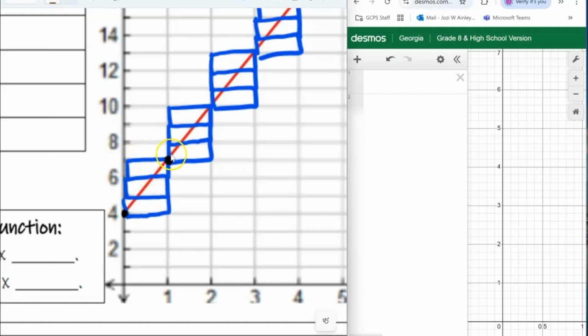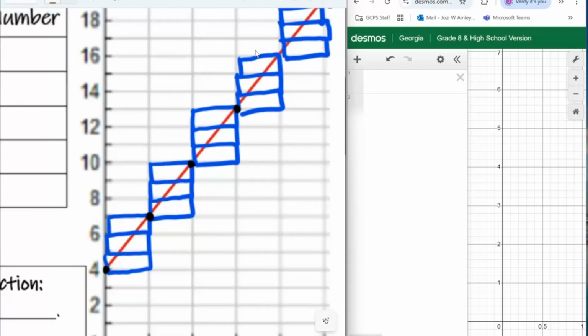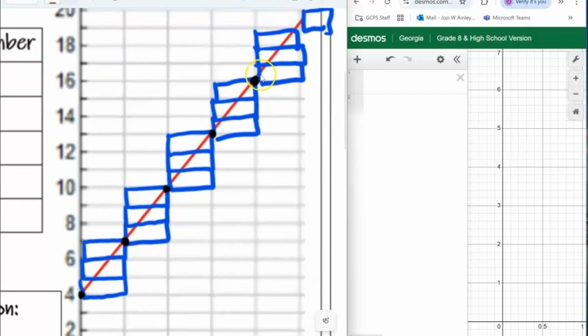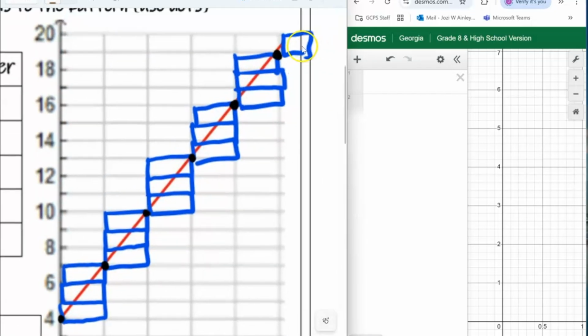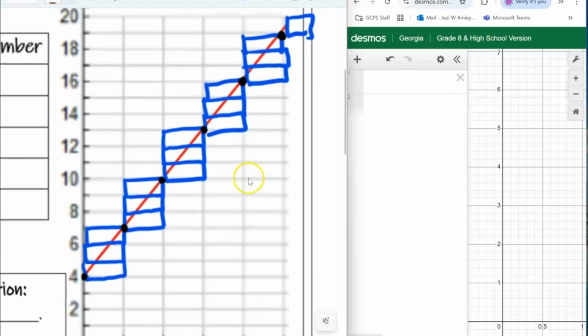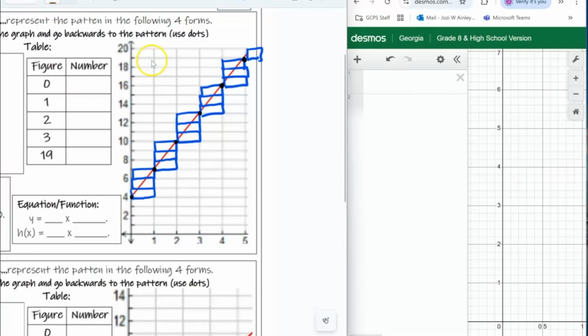I'm just following the red line. This is not a corner. This is not a corner. That is a corner. Again, you're doing this on yours. That's not a corner, not a corner. That is a corner. That's not a corner. That's not a corner. That is a corner. That's not a corner. That is a corner. And that's not a corner. So I have represented my dots. Okay, so this is my pattern.